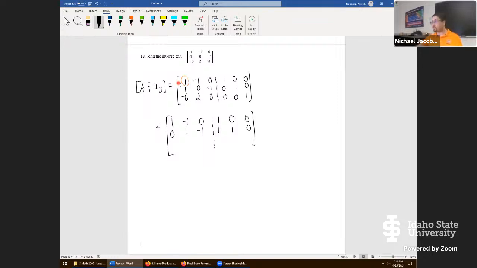Next, multiply by 6 to add to row 3. We'll get 0. That's a -6 plus 2, so a -4. No change, 3 below. We'll get a 6 on this one. And then no changes for the rest. 0, 1. So we're on our way. We need to now pivot off of here. First thing you want to copy down is row 2: 0, 1, -1, -1, 1, 0.